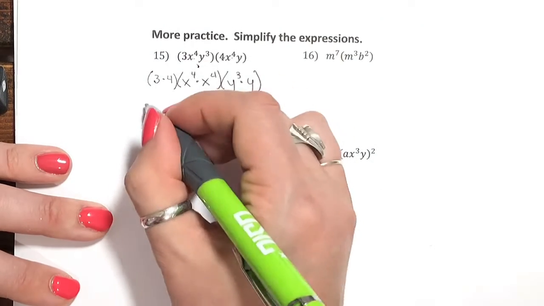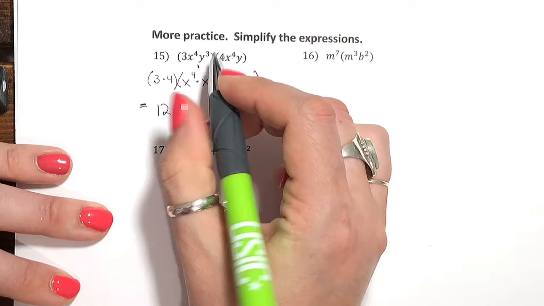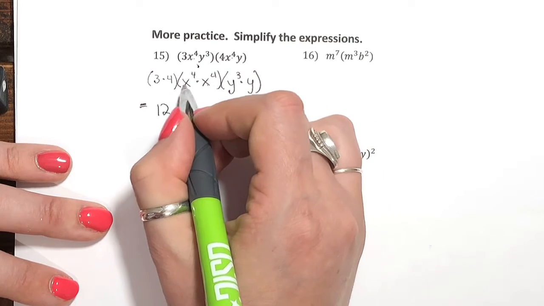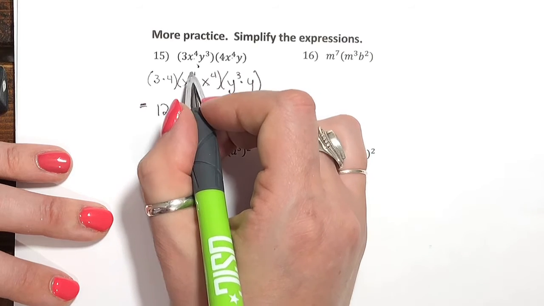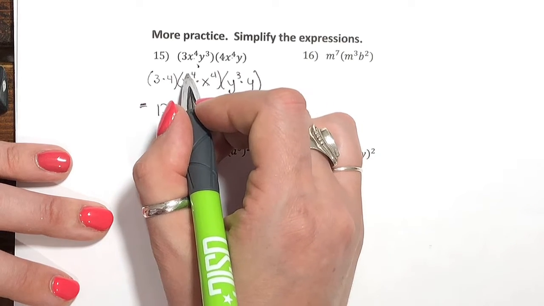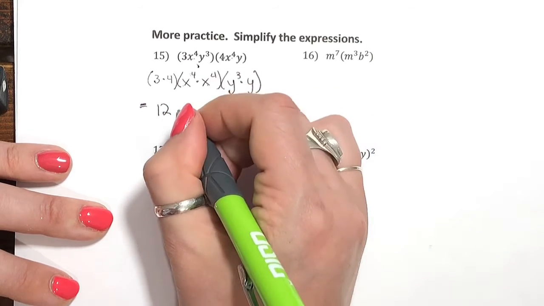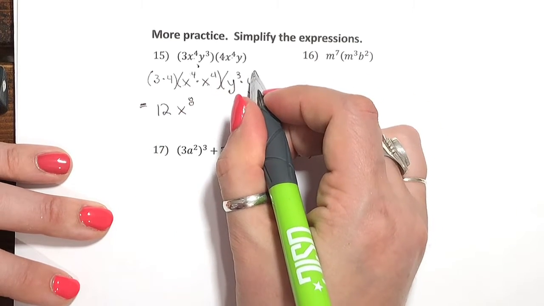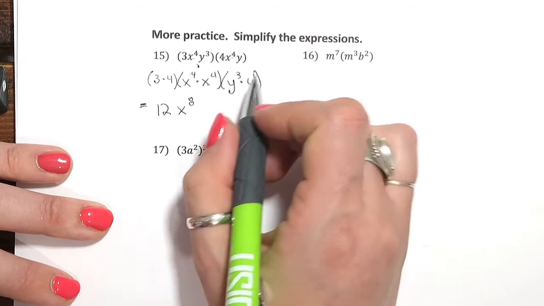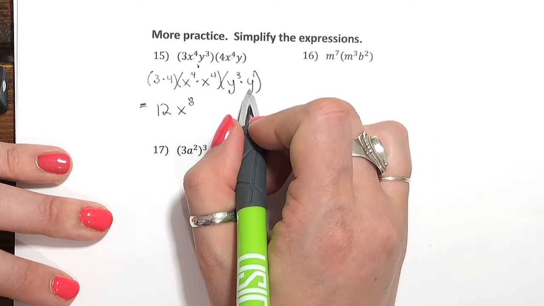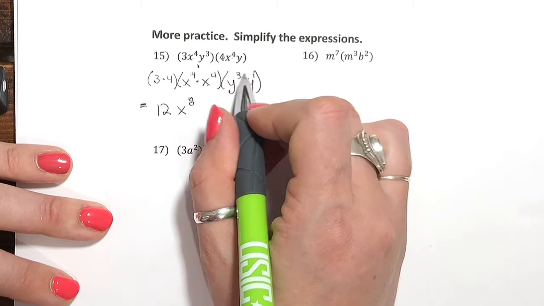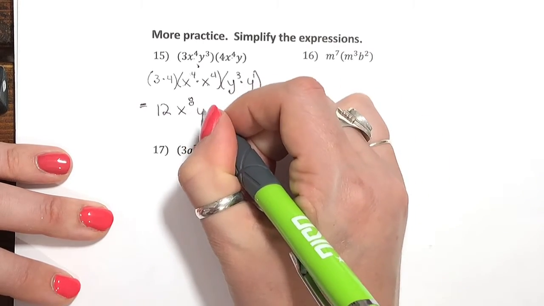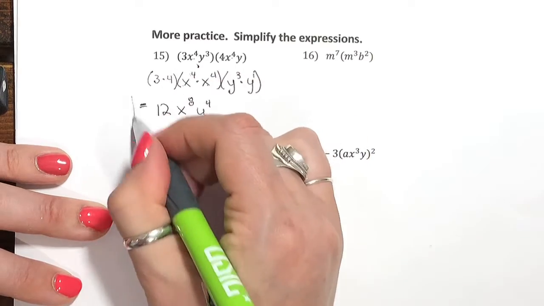So 3 times 4 equals 12. Here we have the same bases. Notice there's 2 bases being multiplied, so this is the time when you add the exponents. So we're going to do 4 plus 4, which is 8. And then here, this is like a power of 1. It's just not written. But we have y cubed times y to the 1. So 2 bases means we add the exponents. So 3 plus 1 is 4. And that would be your answer.